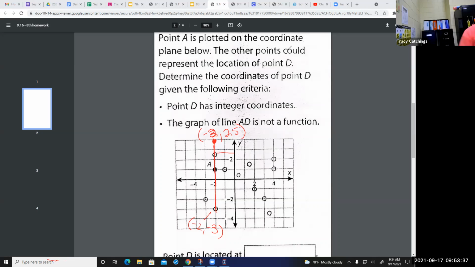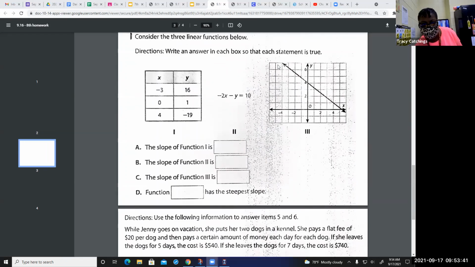Good. I think you had 4 questions last night, but that's fine. This one said consider 3 linear functions below. They gave us 1 in the table, 1 in an equation, and then 1 in the graph. They said the slope of function 1 is what? How can we get the slope of that first function? What's your 2 points you chose? All right, that'll be first one. Okay, we'll go with that one.